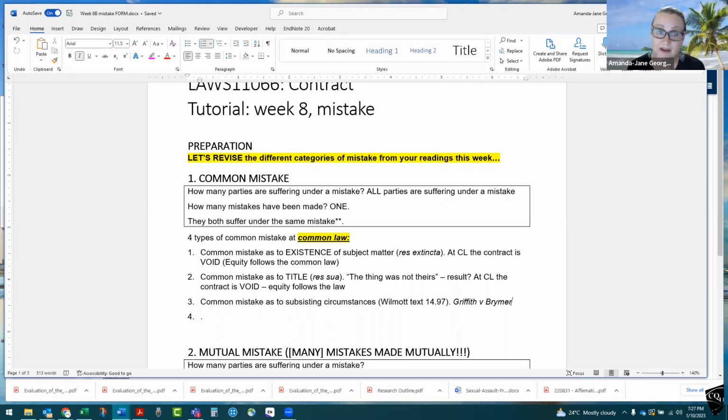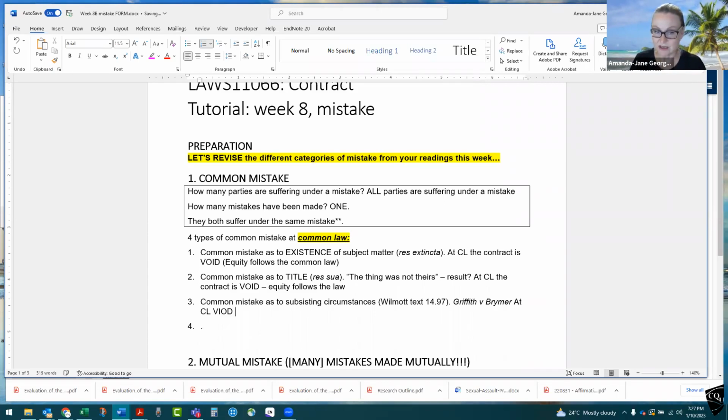And neither of them knew about it when they made the contract for the hire of the room to see the procession. But of course, there were no subsisting circumstances. The procession actually wasn't going to be happening. And since the procession was the foundation of the contract, it was held that there was a common mistake as to subsisting circumstances. And in that case, at common law, it's void, and equity again follows the law.